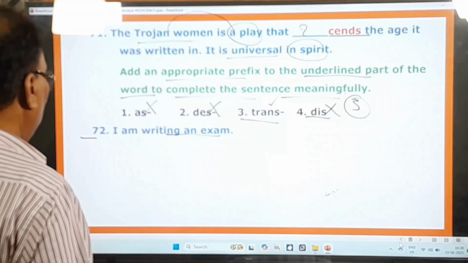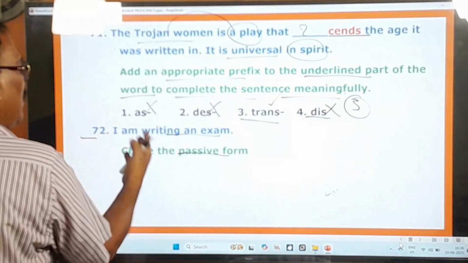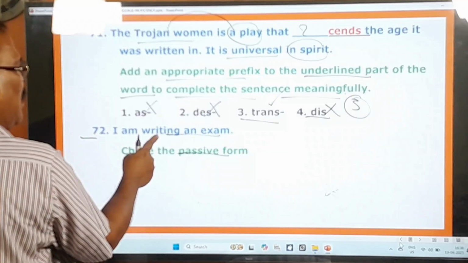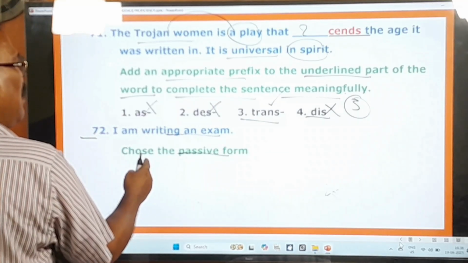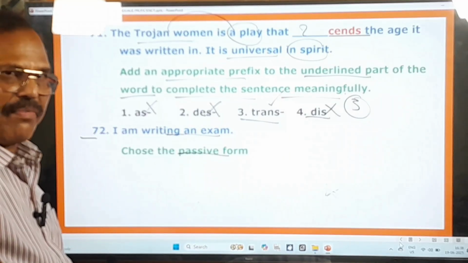Okay, right. What is the question given? Choose the passive form. Oh, very simple. It's in the present continuous tense. How to change it into the passive voice? To change this into passive voice, first of all you have to find out the object of the sentence.